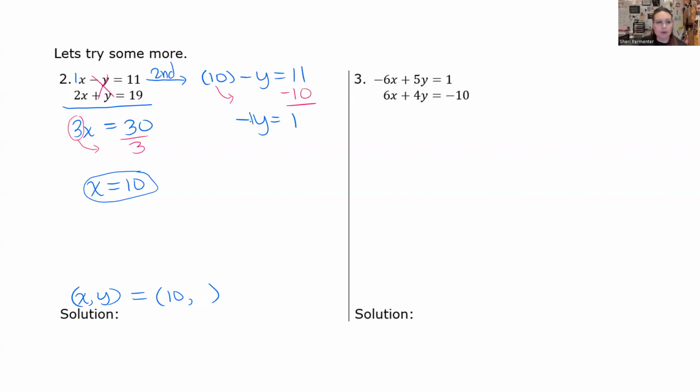So I need to get rid of the negative 1, and it's the same step that we always do. I need to divide by negative 1. What's 1 divided by negative 1? Negative 1. So I have solved for both of my variables, and I am good to go.